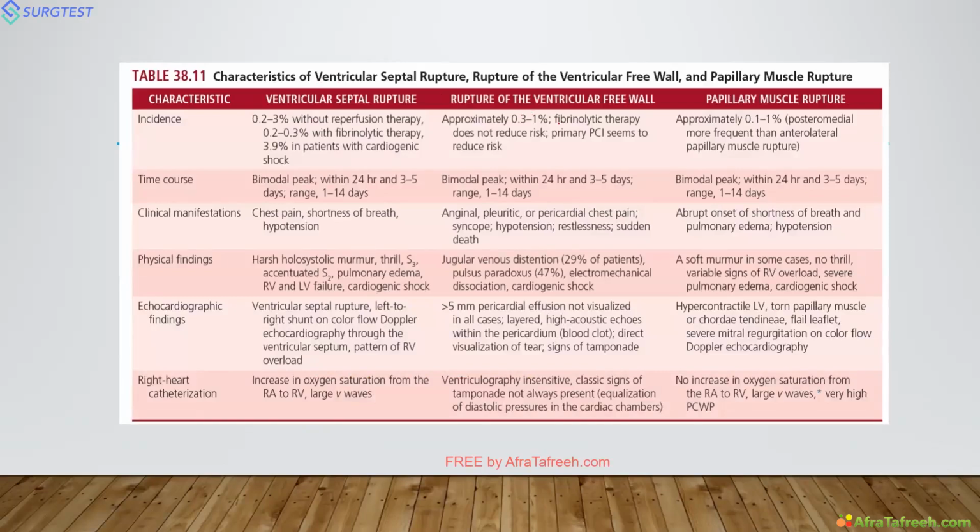Fibrinolytic therapy does not decrease risk. It is a bimodal presentation, which we discussed. All three are bimodal presentations, within 24 hours or within 3 to 5 days. It can present with anginal pain, then hypotension due to cardiac tamponade. The main thing is electromechanical dissociation. This is the pulseless electrical activity we saw: there is only electrical activity, no mechanical activity, and cardiogenic shock.